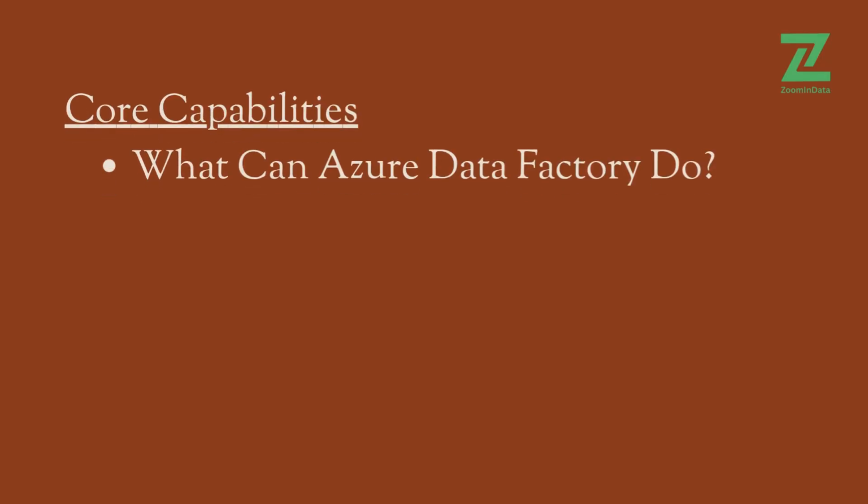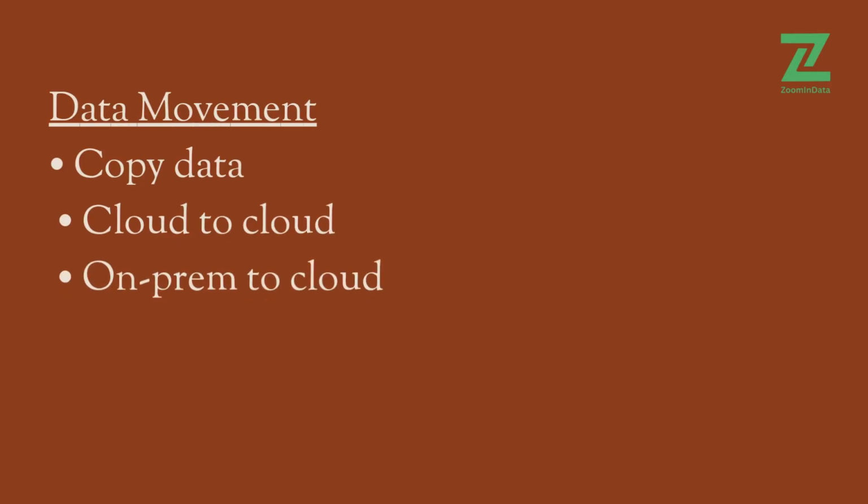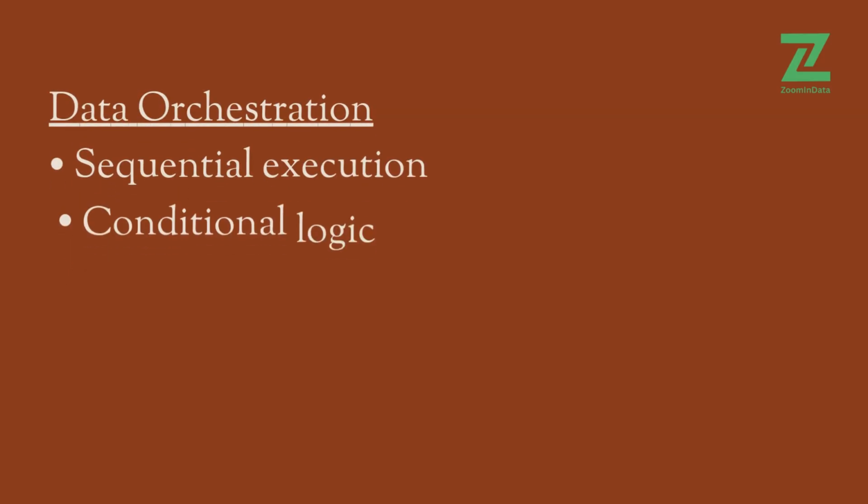Now, let's look at the core capabilities of Azure Data Factory. First, data movement. Azure Data Factory can copy data from sources to destinations. This works for cloud-to-cloud scenarios and for moving data from on-premise systems to the cloud. Second, data orchestration. ADF can run tasks in sequence, run tasks based on conditions, or run multiple tasks in parallel. This gives control over complex workflows.